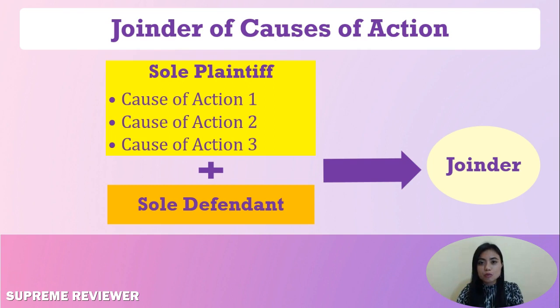Next question. Should there be compliance with the rule on joinder of parties, or in other words, should the causes of action arise from the same transaction? The answer is no. So if there is only one plaintiff and one defendant, let's say the plaintiff has a cause of action for specific performance, a cause of action for damages, a cause of action for another loan, and a cause of action for other damages, then the sole plaintiff can join all of his or her causes of action against the defendant. There is no requirement that these causes of action must arise from the same transaction or series of transactions. In other words, there is no requirement as to compliance with the rule on joinder of parties when there is only one plaintiff and one defendant.